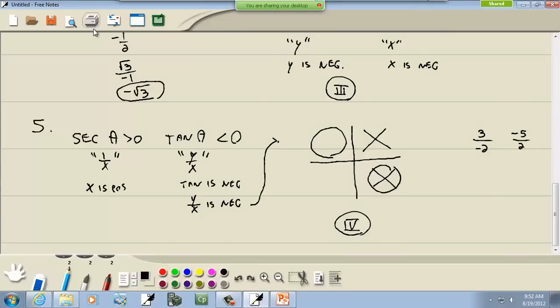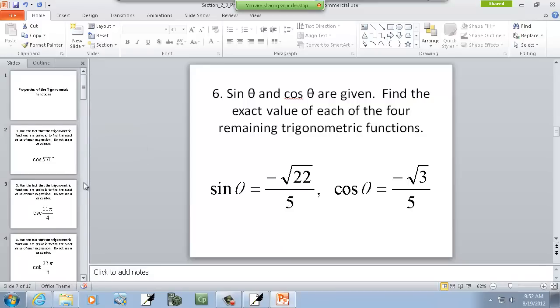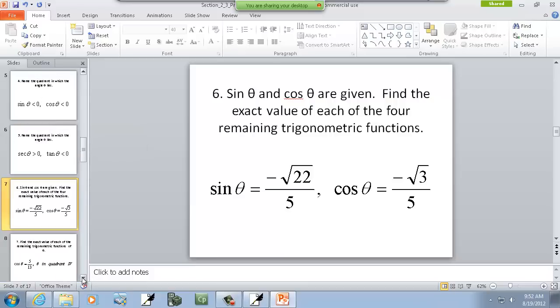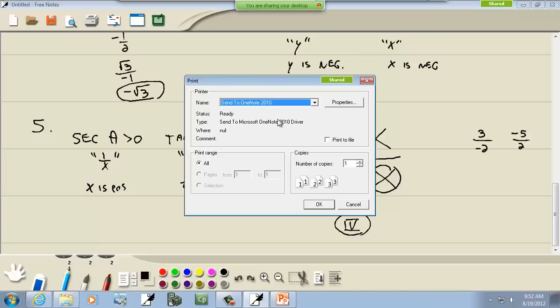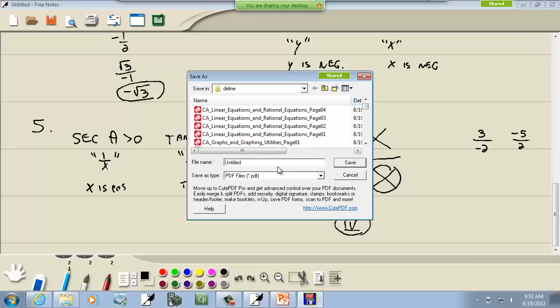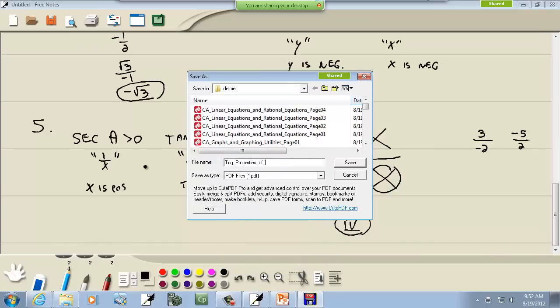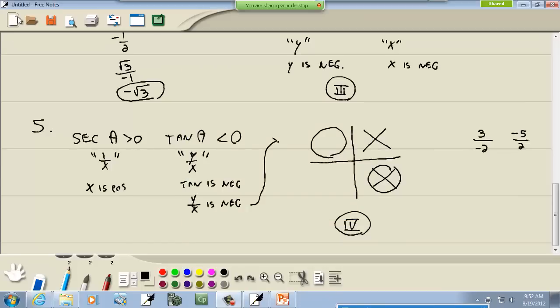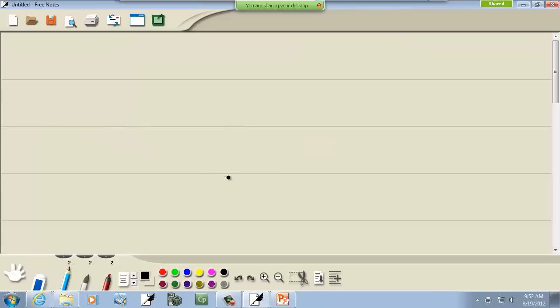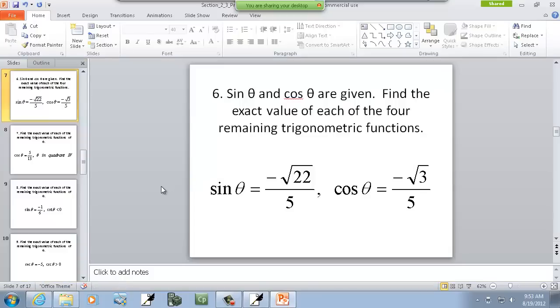Let me save that. And let me see. Properties of the trig functions. Take a look at our next problem.